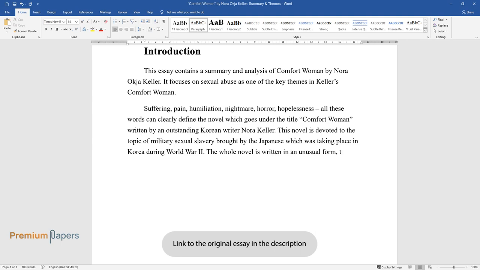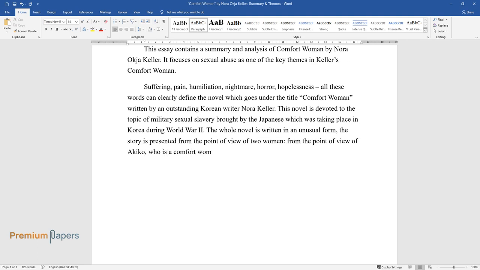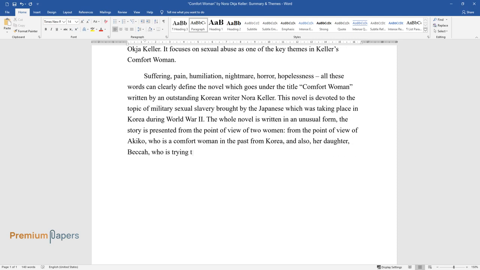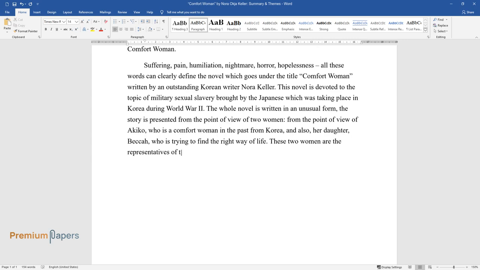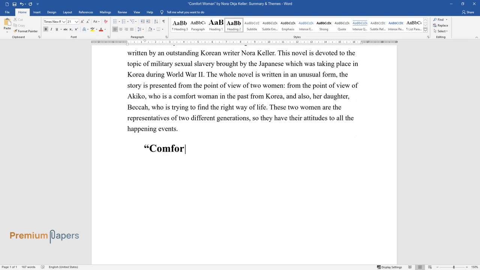The whole novel is written in an unusual form. The story is presented from the point of view of two women, from the point of view of Akiko, who is a comfort woman in the past from Korea, and also her daughter, Becca, who is trying to find the right way of life. These two women are the representatives of two different generations, so they have their attitudes to all the happening events.